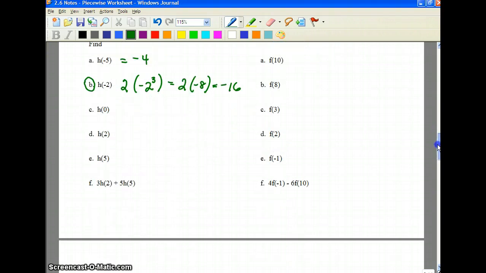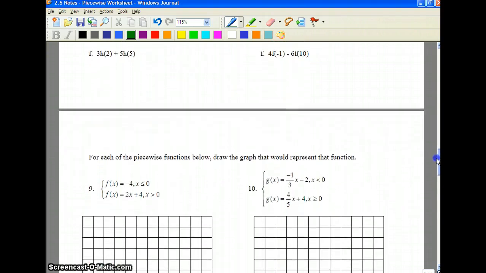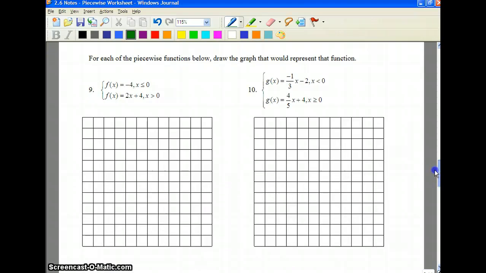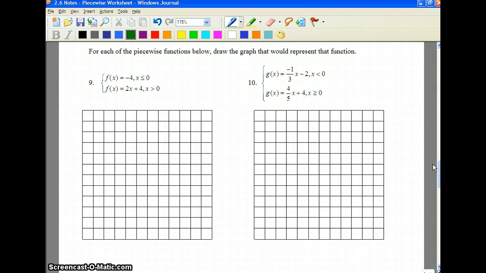Let's go to graphing them. So what do these look like when you graph them? All right. There's a couple different ways to show you how to do this. I'm going to show you my way first, and then I'll show you another way, and you pick which one you like to do the best. I just look at these two equations. This one is y is equal to negative 4.